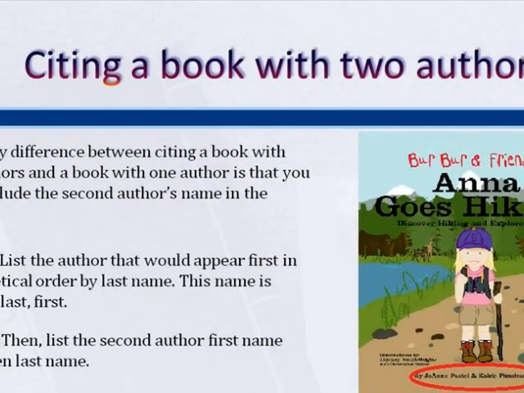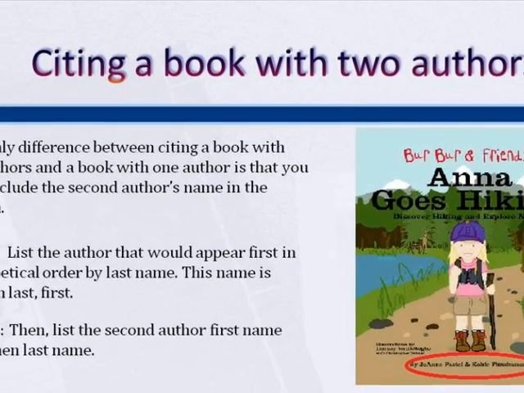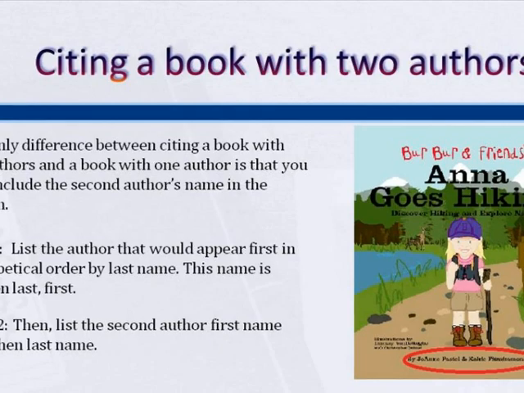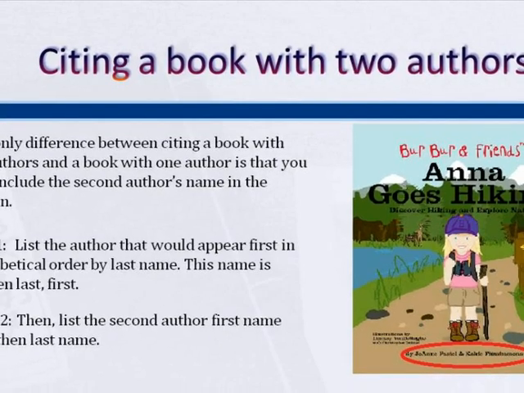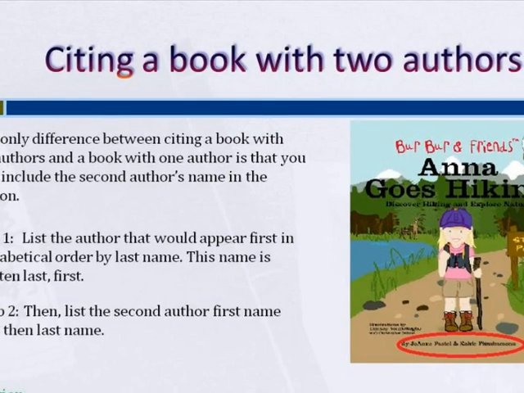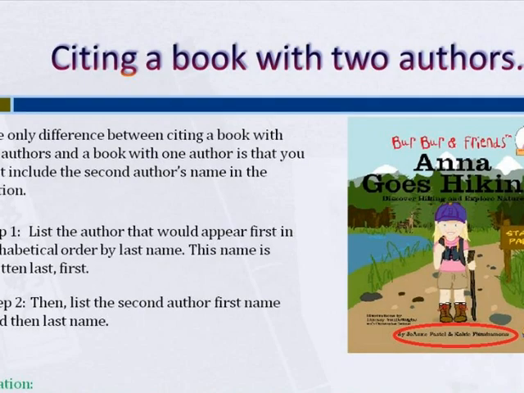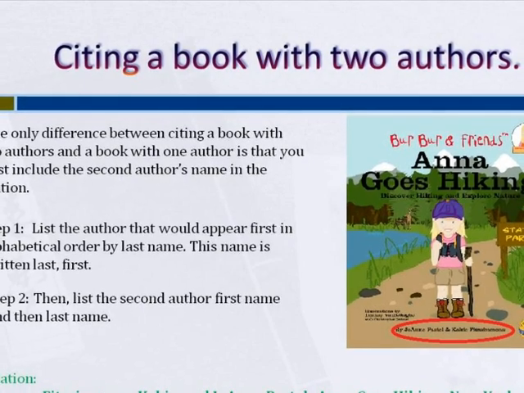Okay, so what if we need to cite a book that has 2 authors? Well, the only difference between citing a book with 2 authors and a book with 1 author is that you must include the second author's name in the citation. The first step is to list the author that would appear first in alphabetical order by last name. This name is written last, first name.